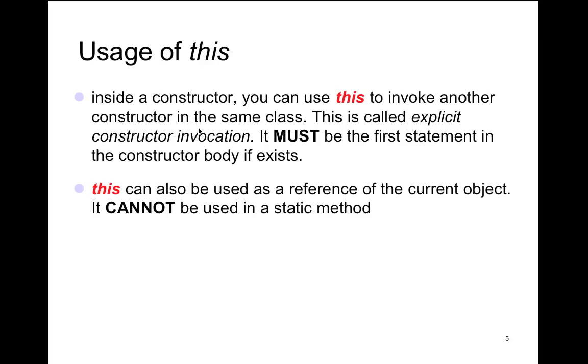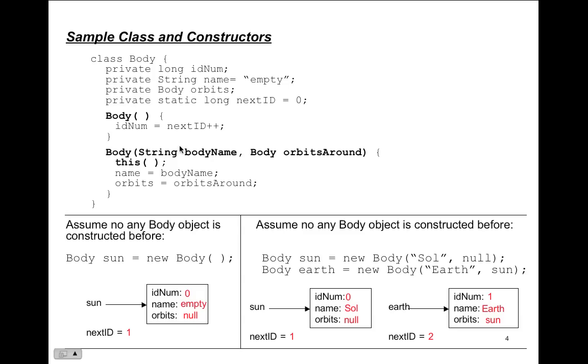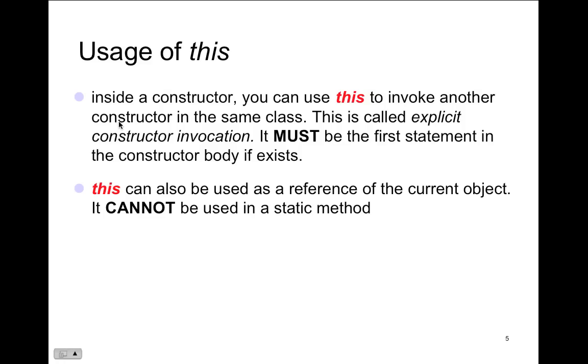So it must be the first statement in the constructor body if it exists. So we've stuck it right here in the constructor body as the first statement, which means go ahead and execute this one too. So we're explicitly calling the default constructor when we say this. It also works to identify variables from within ourselves, as we've seen earlier in the other example. And it can also be used as a reference, here it is here, to the current object.